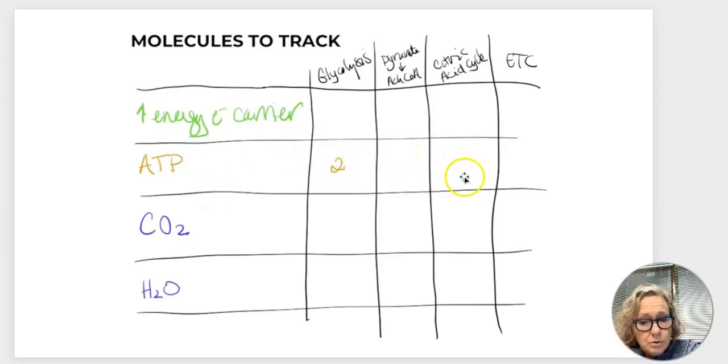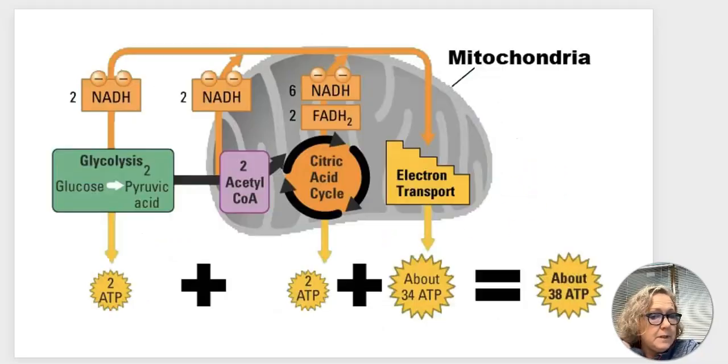So you can go back up here, 2 to 32 to 36. Okay? See? You can do it from here. Okay, what else do we have? 2 electron carriers, 8 electron carriers.